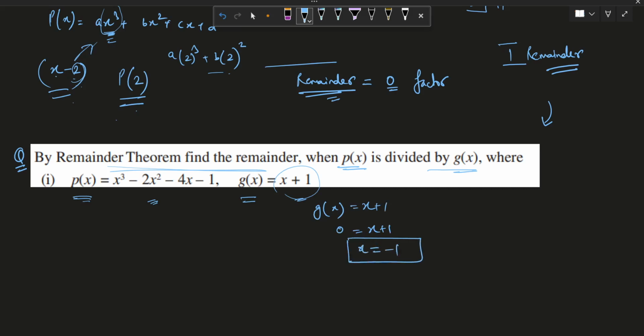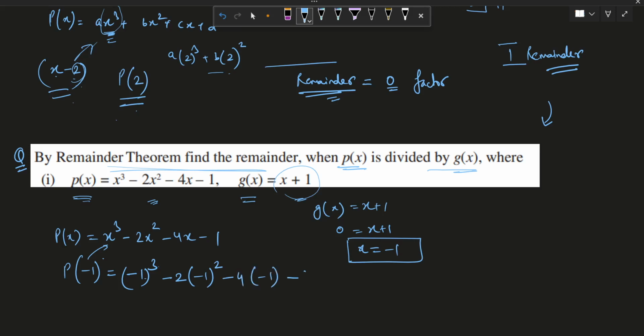Fine. So what do you have to find out? You need to find out p(minus 1). P(x), I'll write here. What was that? x cube minus 2x square minus 4x minus 1. So here, in place of x, I'll substitute the value minus 1: minus 1 cube minus 2 into minus 1 square minus 4 into minus 1 minus 1.